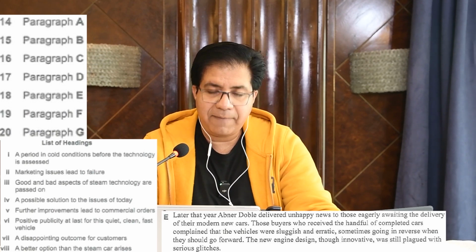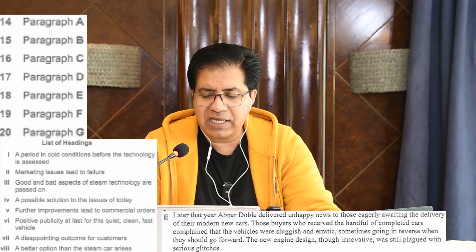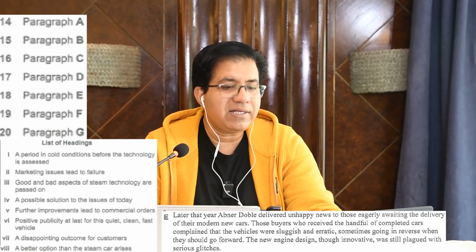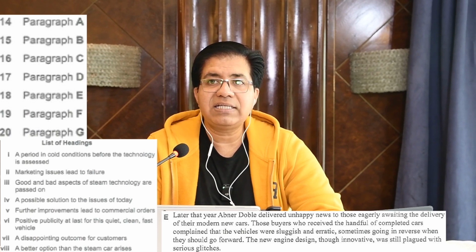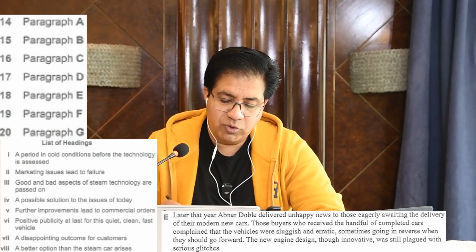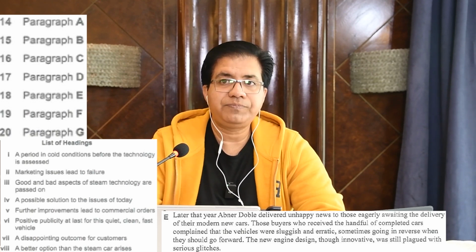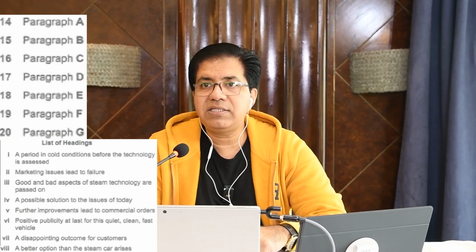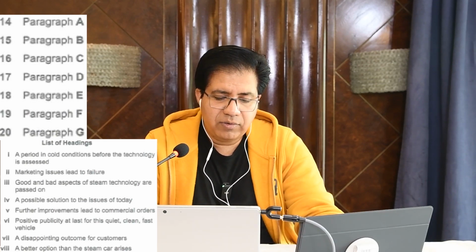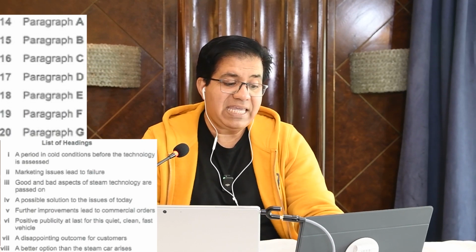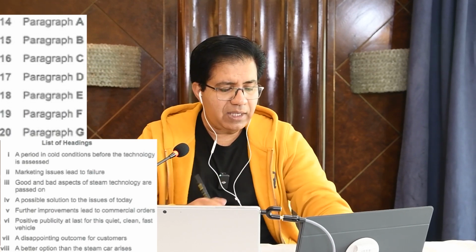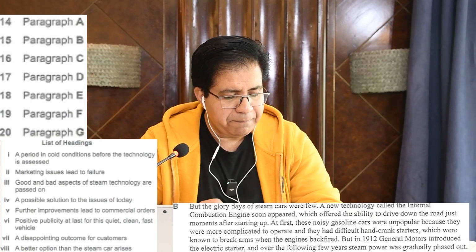Which heading is that? 7. A disappointing outcome for customers. So question number 18, answer is 7. And now you should cross number 18 also. Got it? Okay. So which paragraph now? B, exactly. Everyone please come to paragraph B.